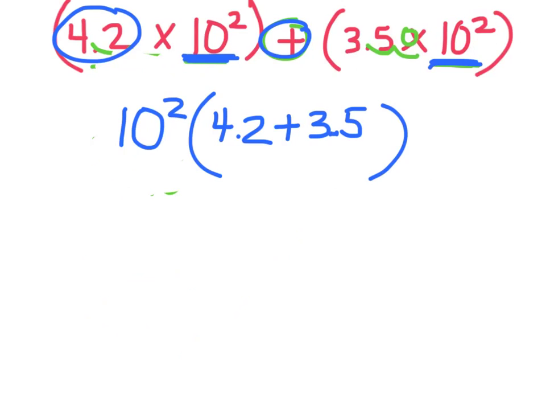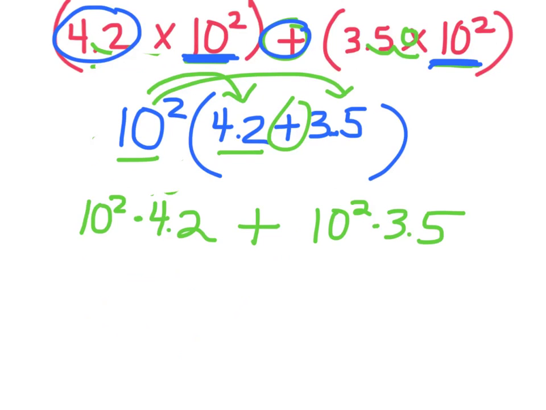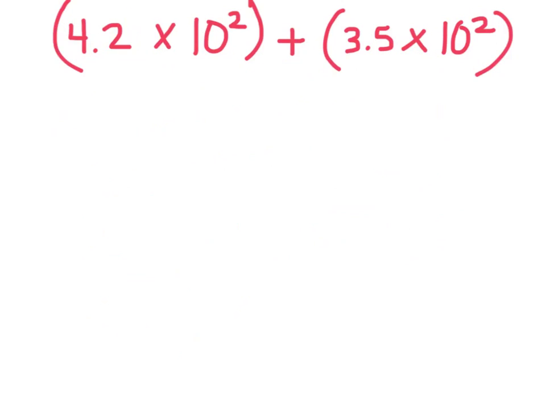If I would distribute this, using the distributive property, this would say 10 squared times 4.2, plus 10 squared times 3.5. Now, that actually says the exact same thing as our problem started with. It's just written a little bit differently. It still says 10 squared times 3.5, and this still says 10 squared times 4.2. So our very first step is going to be to rewrite it using the distributive property. So I'm going to redo that on this page so you can see.